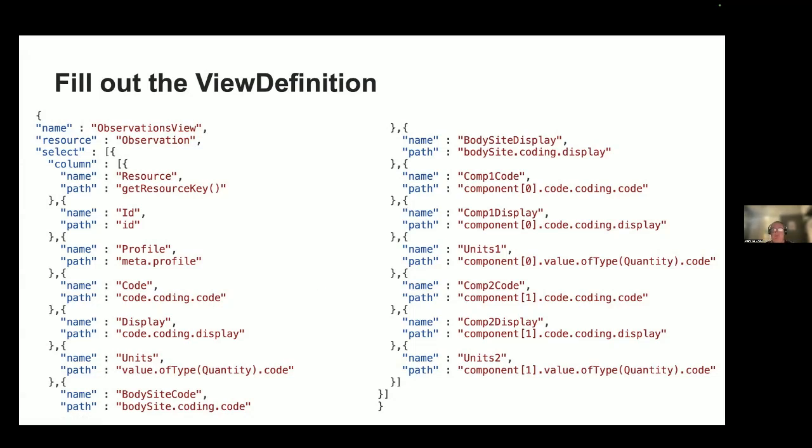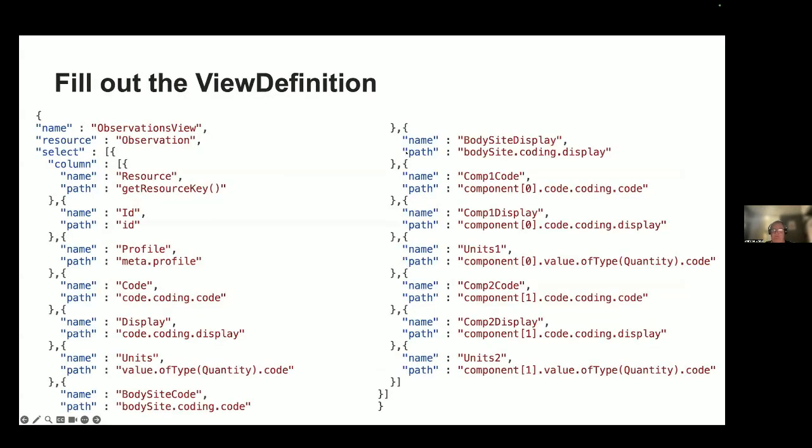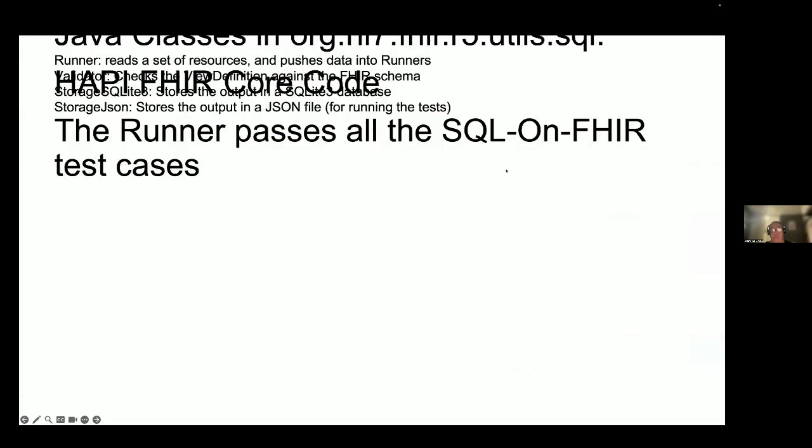And so, great, I wrote that. Then I built the IG, and in the QA part of the IG, where the editors check to see what they got right, I get a bunch of these warnings: the column is not defined as a collection, because you'll see I didn't say that they were collections. I just said, here's a name and a path. But actually, the path statement, code.coding.code, might return multiple values. So what the heck happened there?